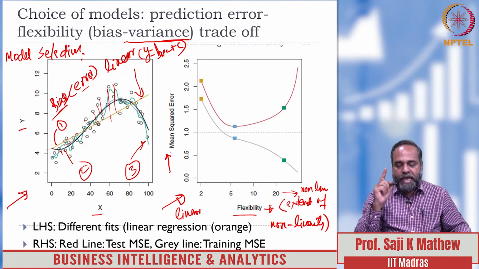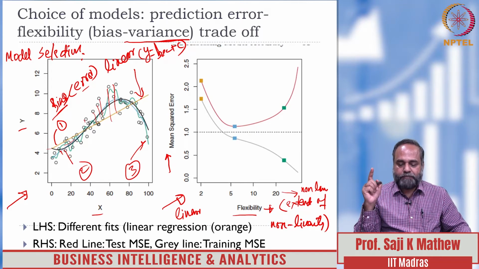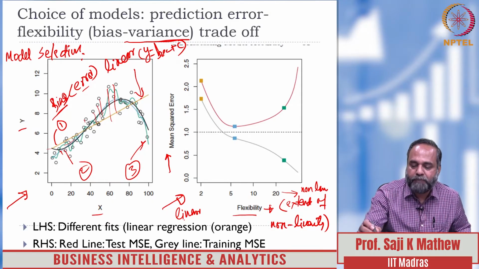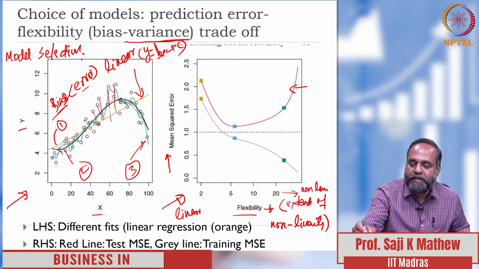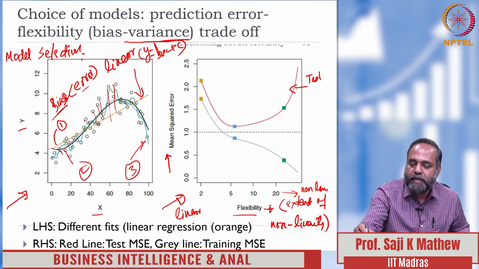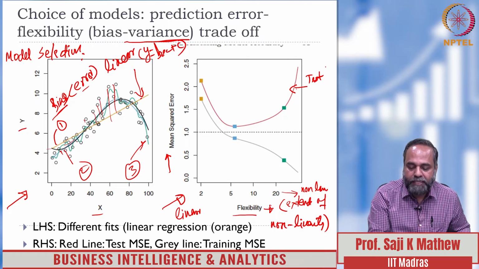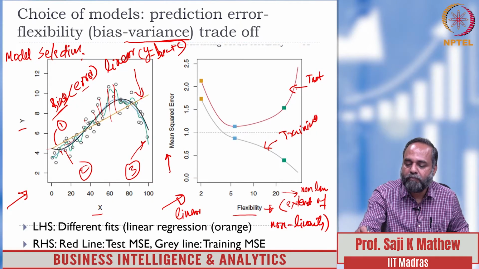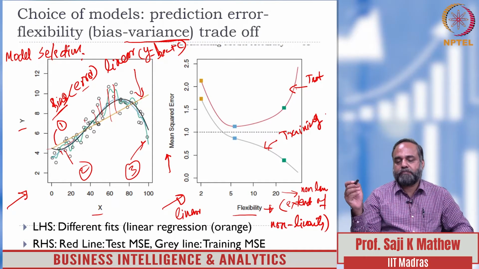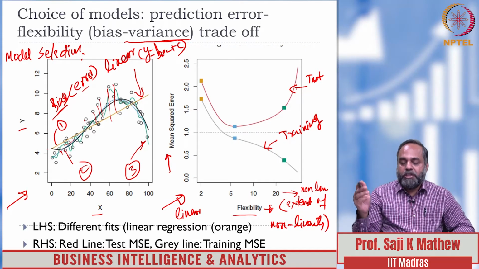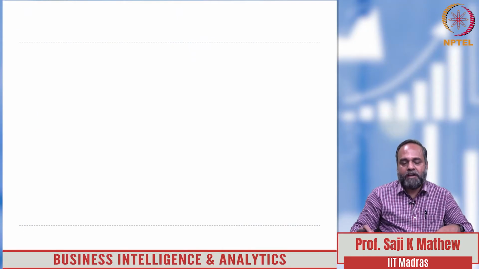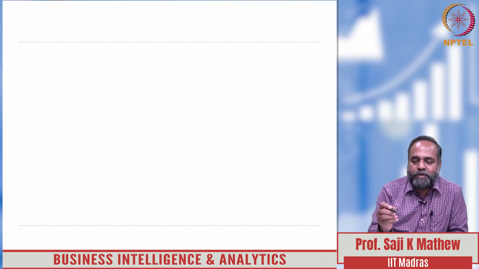And there are two types of error. The red line is the test MSE, and the gray line is the training MSE. What does that mean? In order to explain that, I will go back to the previous slide. I will use a board and try to explain that to you.